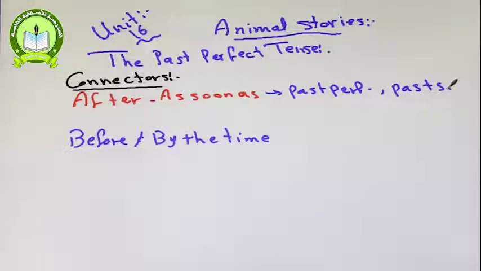And before and by the time are the opposite, should be followed by past simple at first, then past perfect in the second sentence. How can I deal with these connectors? And you know the most important question in the exam paper that worries most of you is the rewrite.